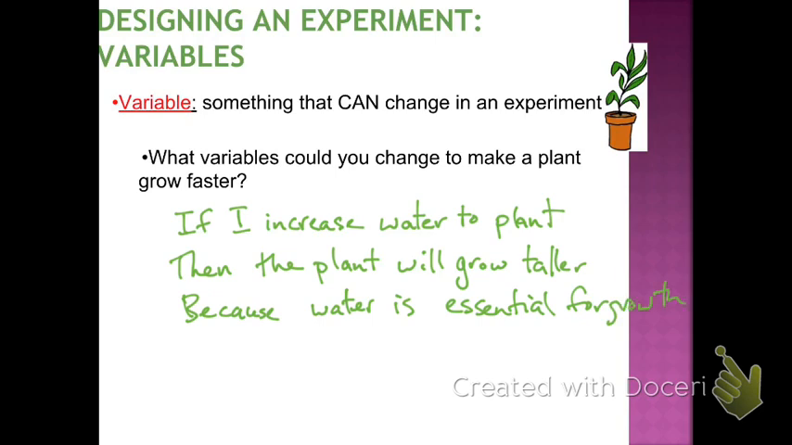All right, so a variable is something that can change. There are different types of variables when we run an experiment. And as we go through the definitions of the different types of variables, I want you to keep the example we'll continue to use in mind: increasing water to a plant, causing the plant to grow taller, or we're seeing if it's going to grow taller. That's what we believe.